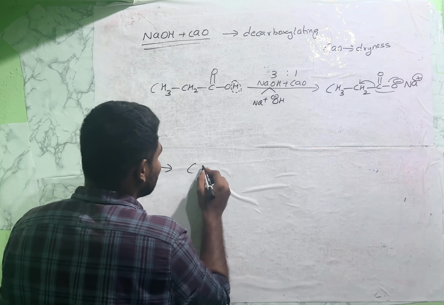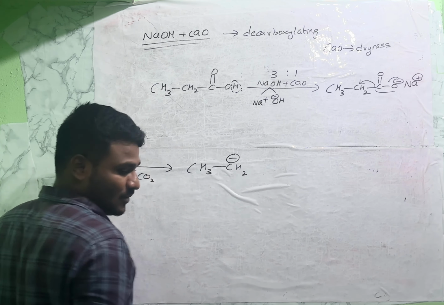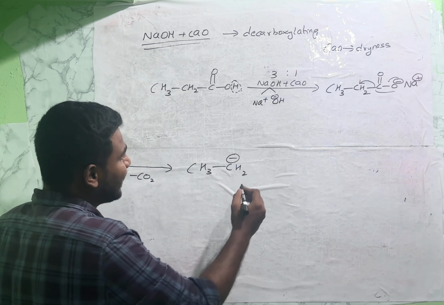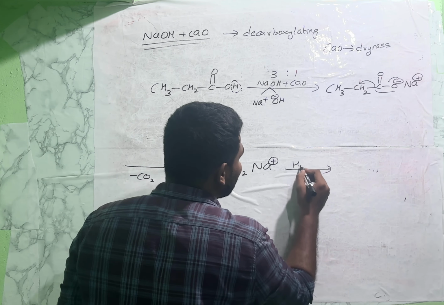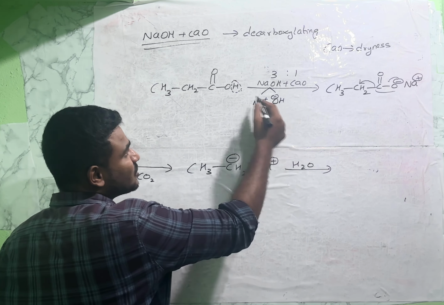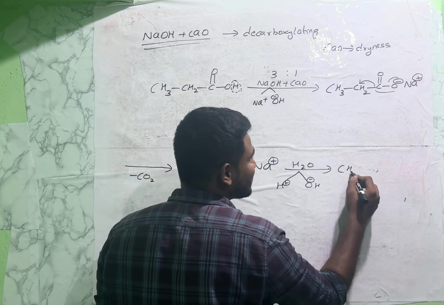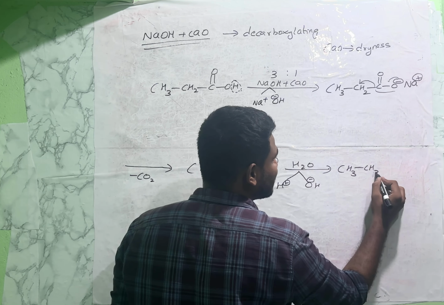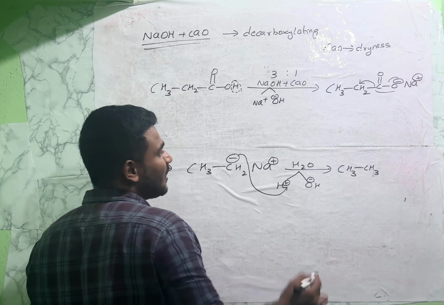CO2 is removed here, so CH3 CH2 minus. You understand, right? CH3 CH2 minus and Na plus. Now what happens in the next step? H2O is added, that is it is divided into H plus and OH minus. In the next step, what happens? CH3 CH2, CH3, and this will take this H plus.